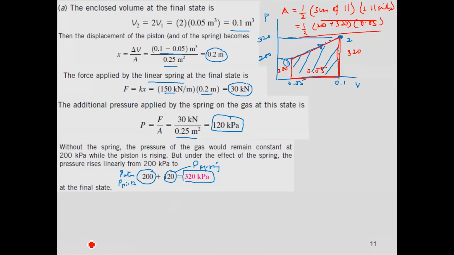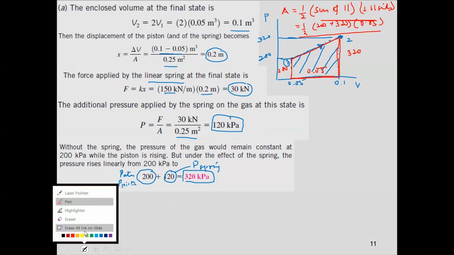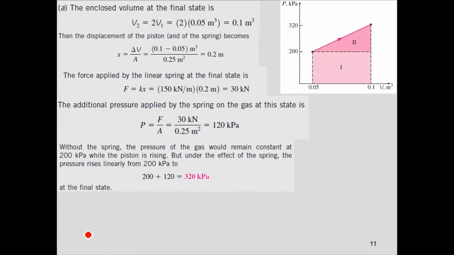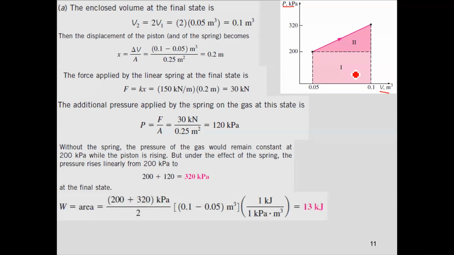Now I'll erase the ink. Now you see, this is the schematic of the pressure volume diagram for the process path, and if you calculate the area under the curve, which is the sum of parallel sides multiplied by the perpendicular distance between the parallel sides divided by 2, it would give you the total work done in kilojoules. Why kilojoules? Because you're using kilopascal. Clear enough?